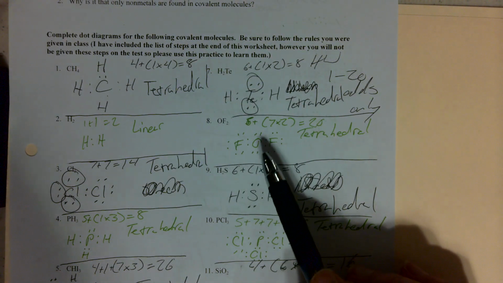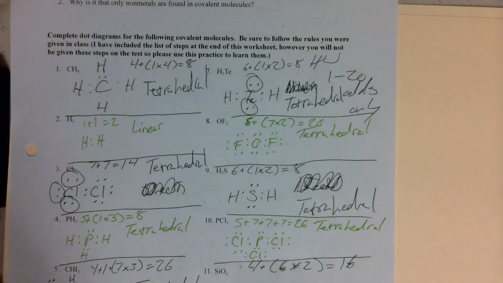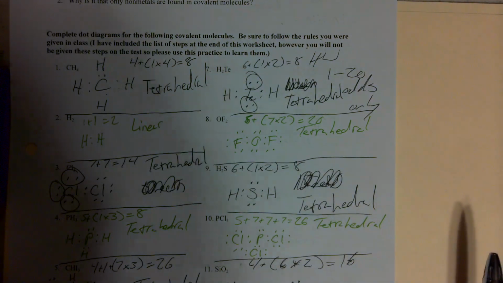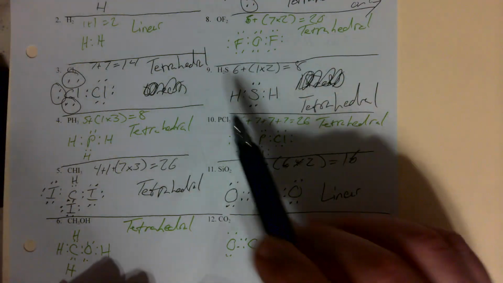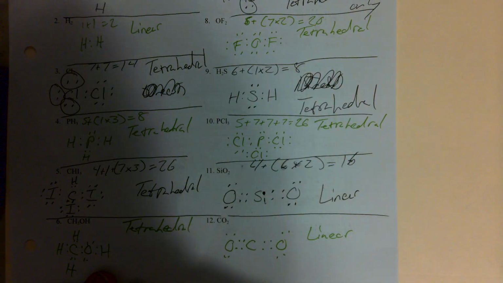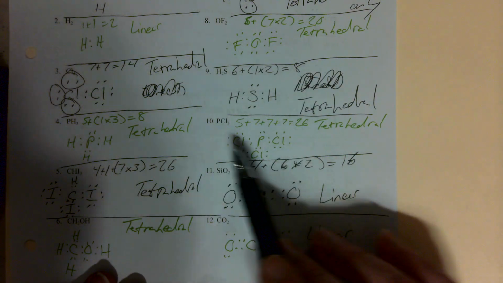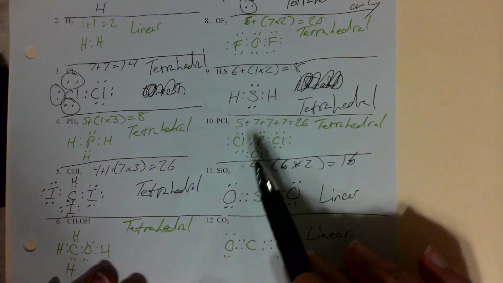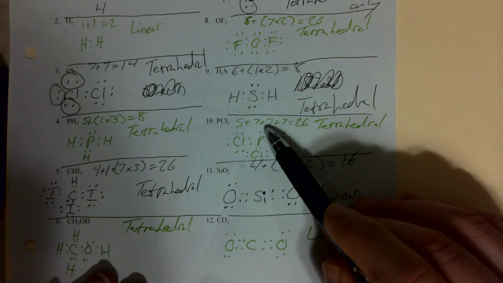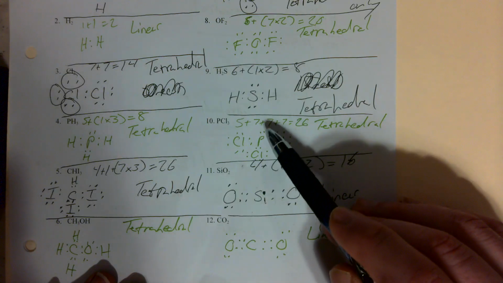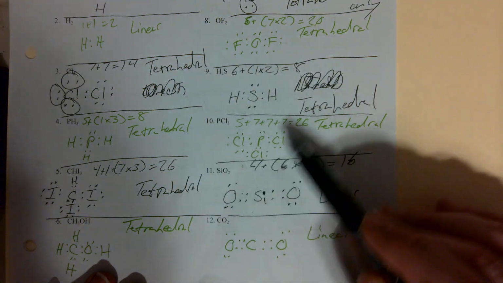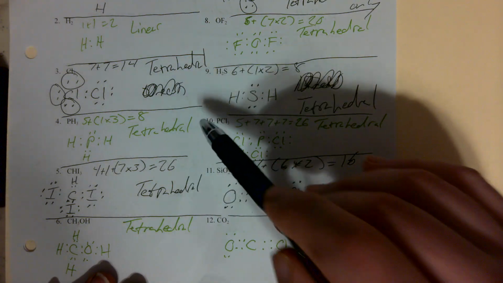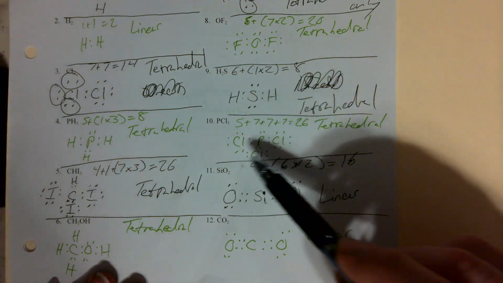Oxygen is my host, fluorines are my guests, therefore I have 8 altogether. If I go down to number 10, we have phosphorus again, hanging out with some chlorine atoms. We add up our valence electrons, come up with 26, place our dots. We throw an extra pair of dots up here. Remember, our leftovers, after we've given all our dots to our guests, we give to the host. Boom. There's 2 right there.